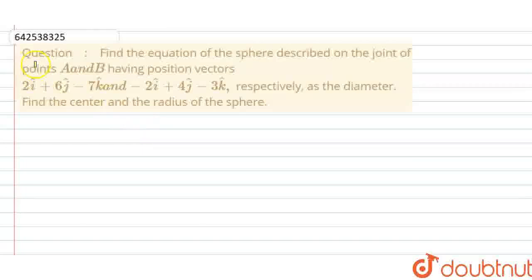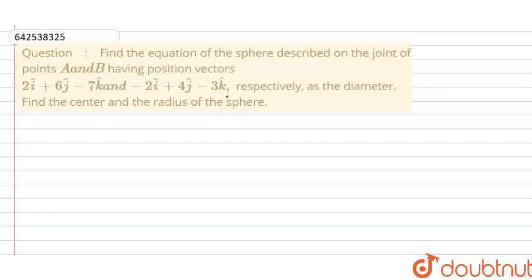Today our question is: find the equation of the sphere described on the join of points A and B, having position vectors 2i cap plus 6j cap minus 7k cap and minus 2i cap plus 4j cap minus 3k cap respectively, as the diameter. Now find the center and radius of the sphere. So we have to find three parts in this question. The first one is the equation of the sphere, the second one is the center point, and the third one is the radius of the sphere.